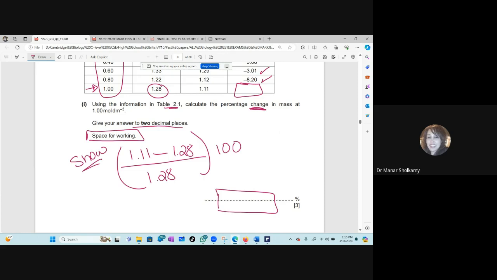1.11 minus 1.28. This is minus 0.17. Please do this step on its own. Divided by 1.28. 0.17 divided by 1.28. Don't forget times 100. It's going to be minus 13.28.